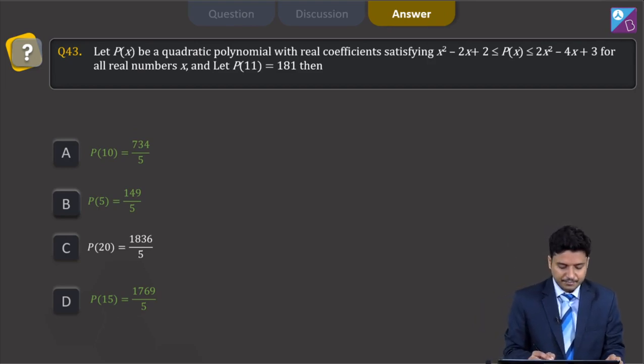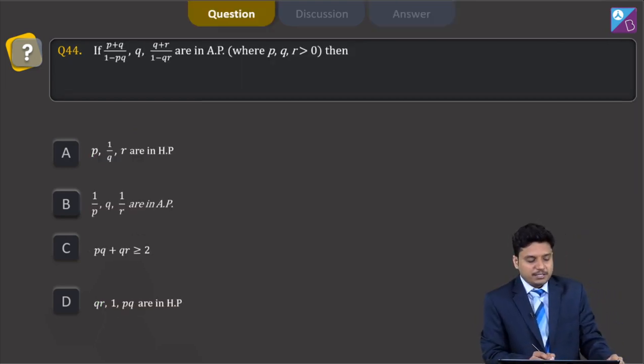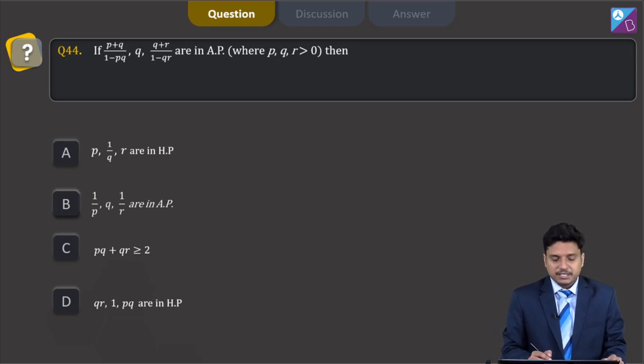Next question again comes from AP, GP, and that is in sequence and series. The question is given like (P + Q)/(1 − PQ), Q and (Q + R)/(1 − QR). These three terms are in AP and P, Q, R are given to be positive. So we have to try and deduce one of these results that are given in options A, B, C and D. So first of all, as these terms are in AP, they will have the same common difference.